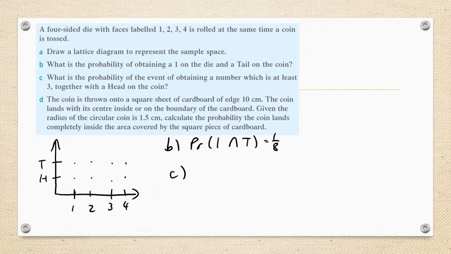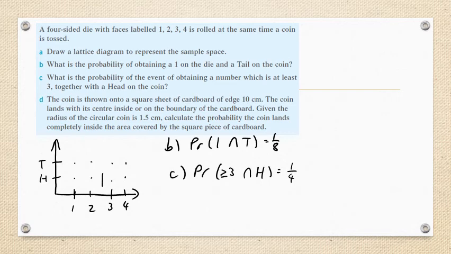Right. What is the probability of the event of obtaining a number which is at least 3 together with a head? So at least 3 starts from here, and we want a head, so it should only be this section. So 3 or greater, and head. That's 2 out of 8, so it's 1 out of 4.